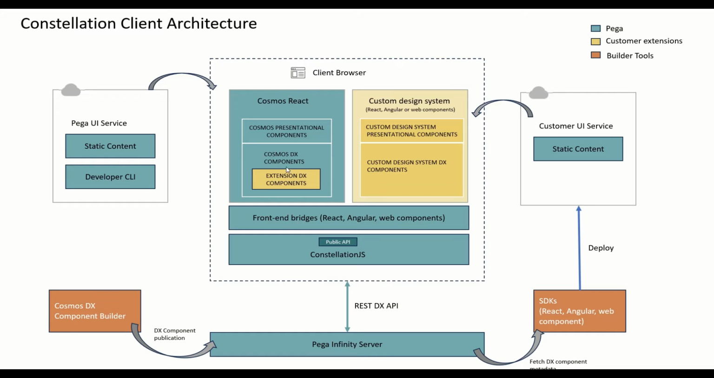Okay, before you notice anything on this architecture, first observe that there are three aspects which are notated with these legends. Pega, which is represented in duck egg color, this one, and then we have customer extensions, which are represented within this yellow color, and finally builder tools, which is represented in this orange color.